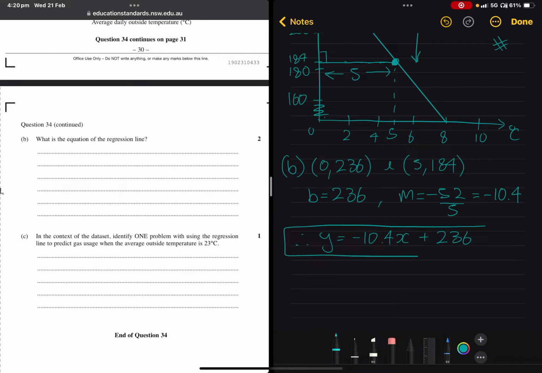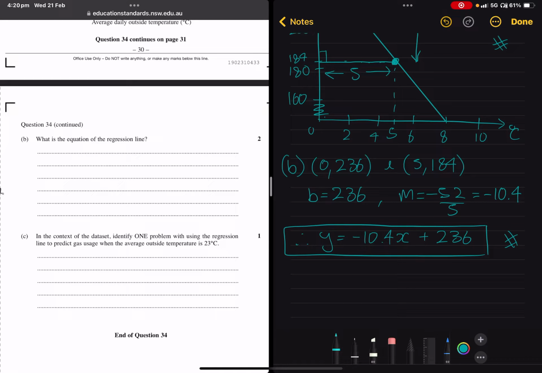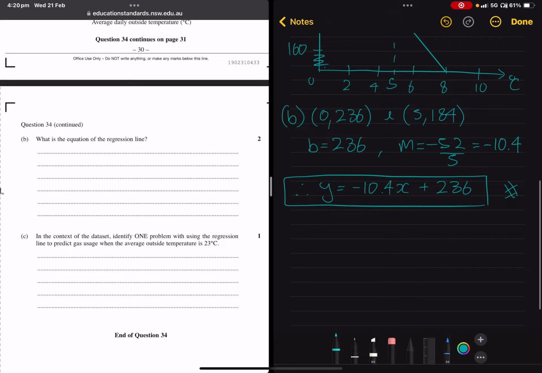This is where we are using y and x as the values for the axes as opposed to megawatts or degrees Celsius. You could have variance on this form of the solution depending on what you called x and y. But this is the answer to part B. Now part C says, in the context of the dataset, identify one problem with using the regression line to predict gas usage when the average outside temperature is 23 degrees Celsius.